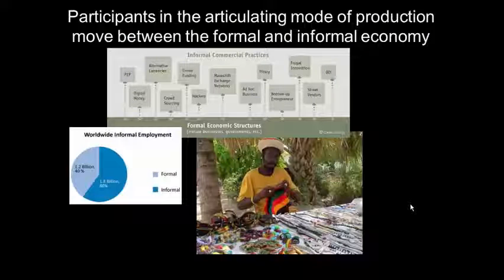People in the articulating mode of production move in and out of what is known as the formal and informal economy. The formal economy, obviously, is the economy that is taxed. The informal economy are things that are done under the radar. According to most research, most people in the world operate outside of the formal economy. If you look at this chart down here, 1.8 billion people actually operate outside of the formal economy.